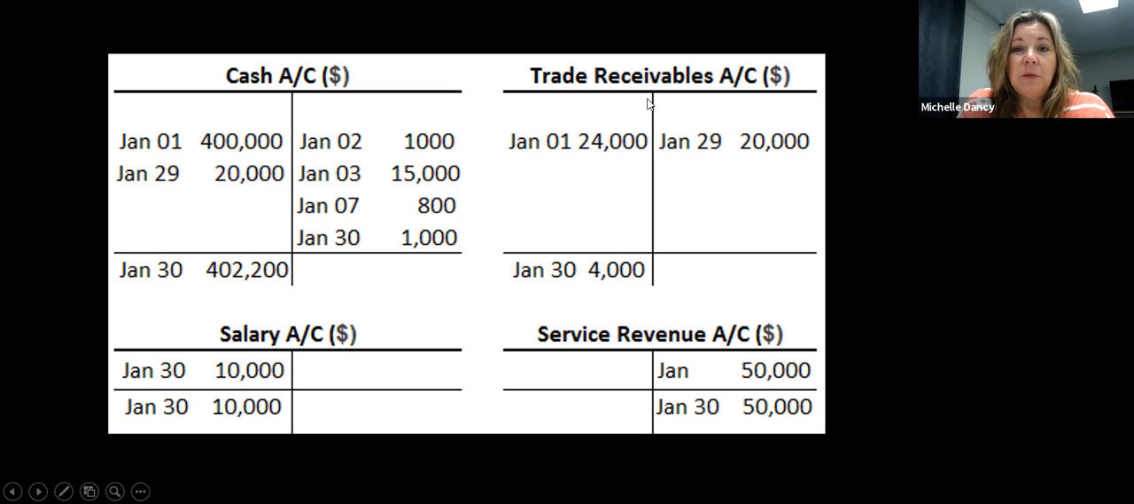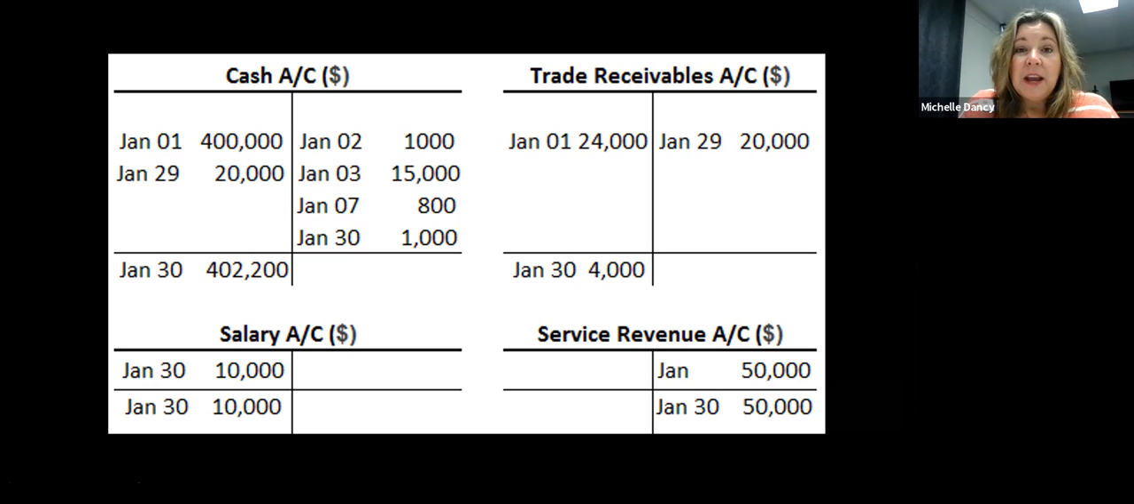Receivables, accounts receivable, trade receivables. Anytime we're receiving money, that's an asset. So we've got a positive 24,000 on the debit side, a negative 20,000 on the credit side, and our balance would be 4,000. Service revenue. Service revenue would be a revenue account. Revenue accounts are increased by credits, decreased by debits. So I only had one entry and it was a positive. So that 50,000 becomes my balance.